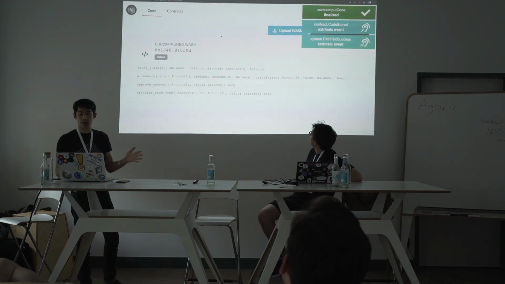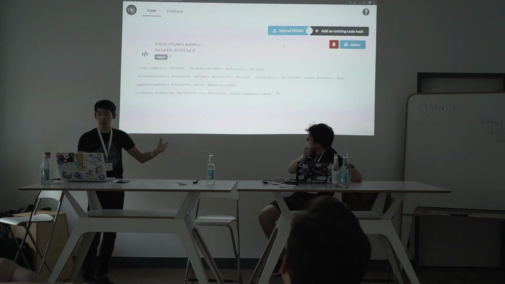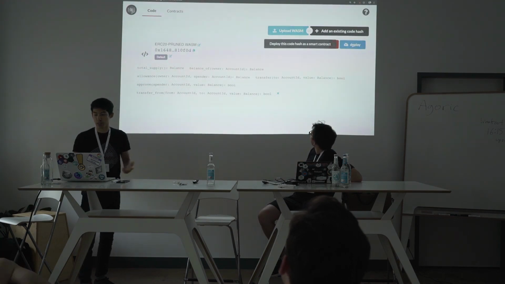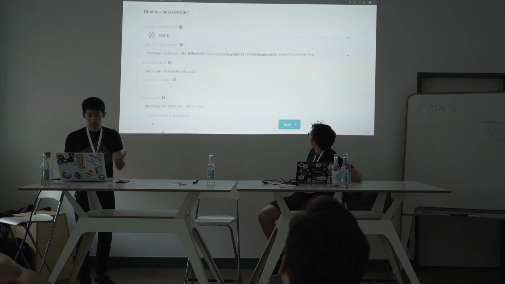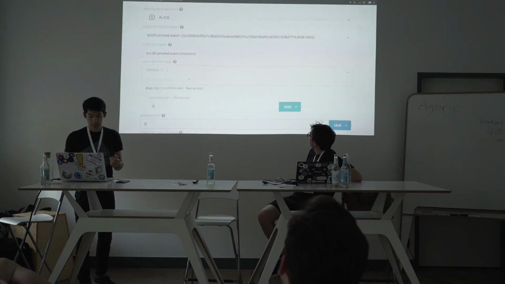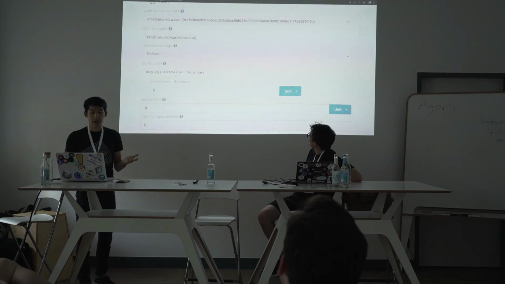But that's not the final step here, right? This is just putting the WASM on the chain. From here, we want to actually deploy the contract. We want to make an instance of this contract, right? It's a two-step process. So what I'll do is press deploy. Again, with Alice, I can again have the default tag or whatever. And you can see now I have a deploy function, right?